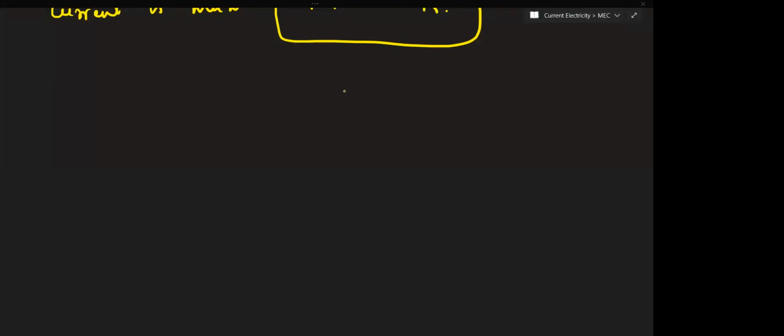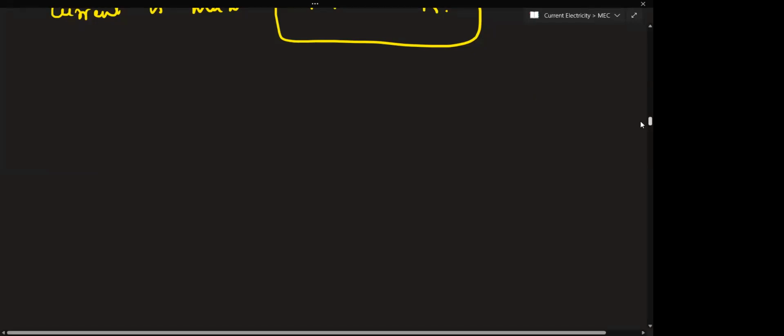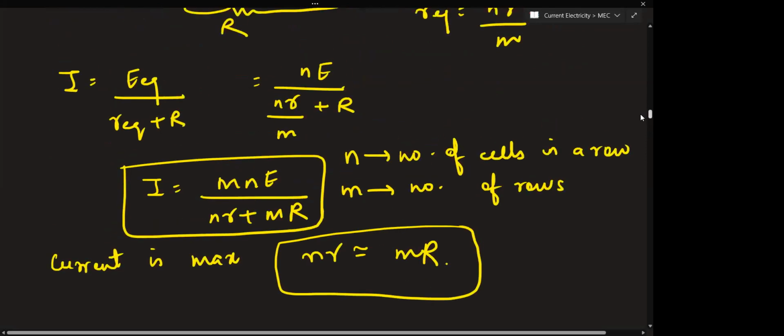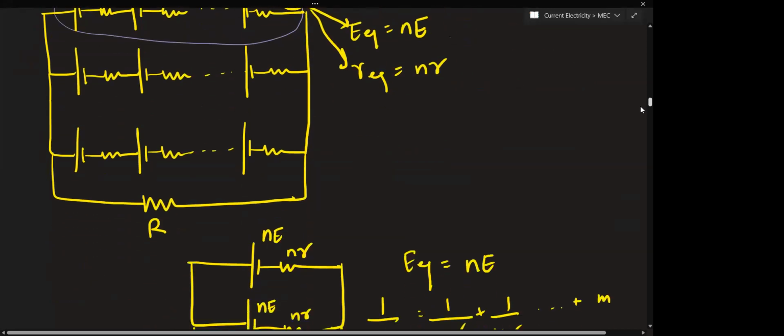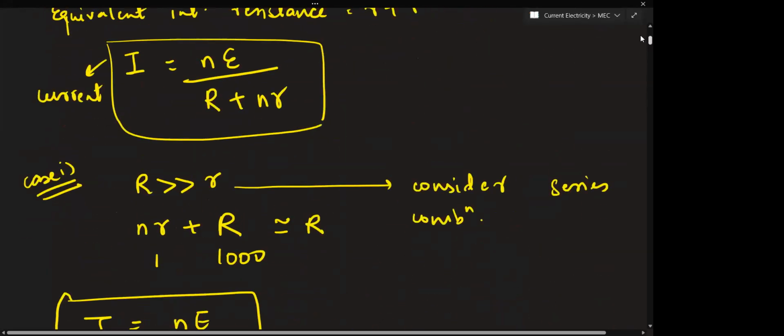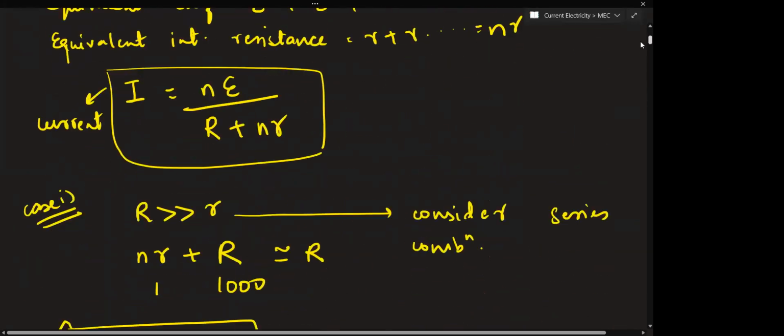Alright. Okay. So in the last class, we had seen series and parallel combination, and we had also seen mixed grouping. These were the three formulas that came out. In mixed grouping, you have series combination of cells connected in parallel, so series combination combined with parallel combination. For series combination, current was what? Ne divided by nr plus R.